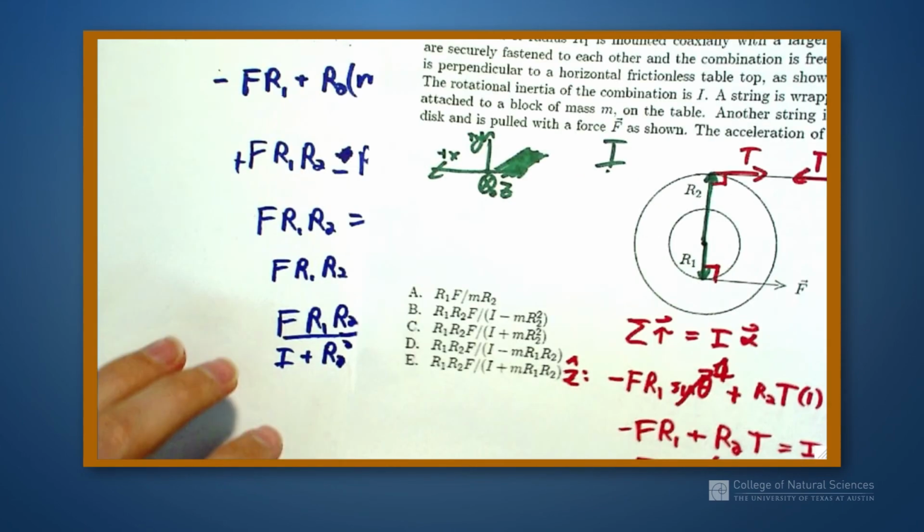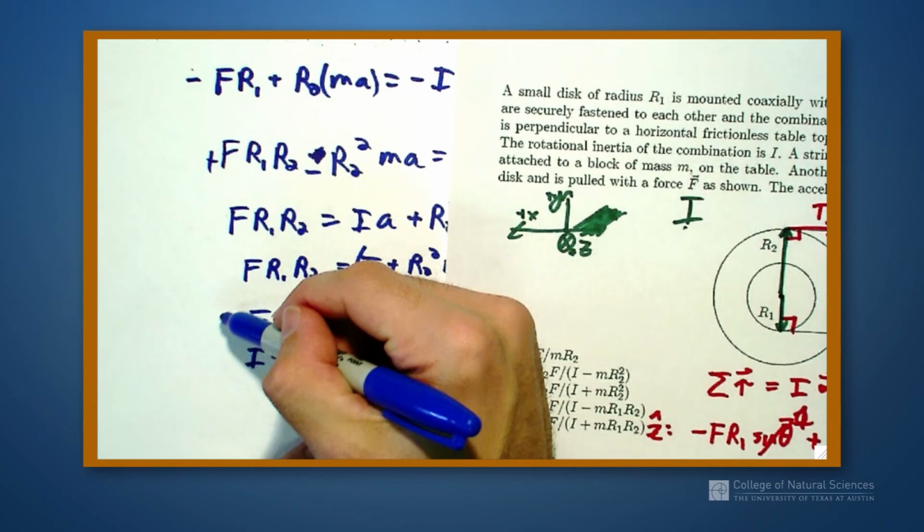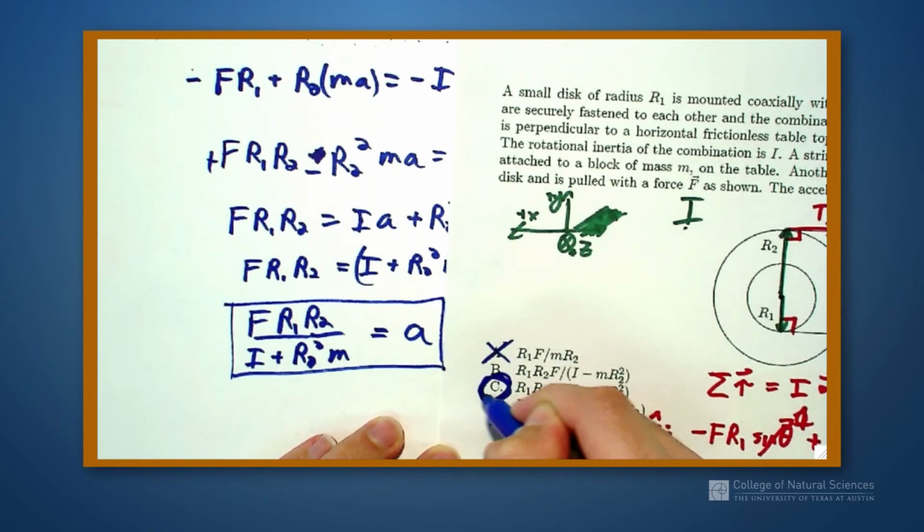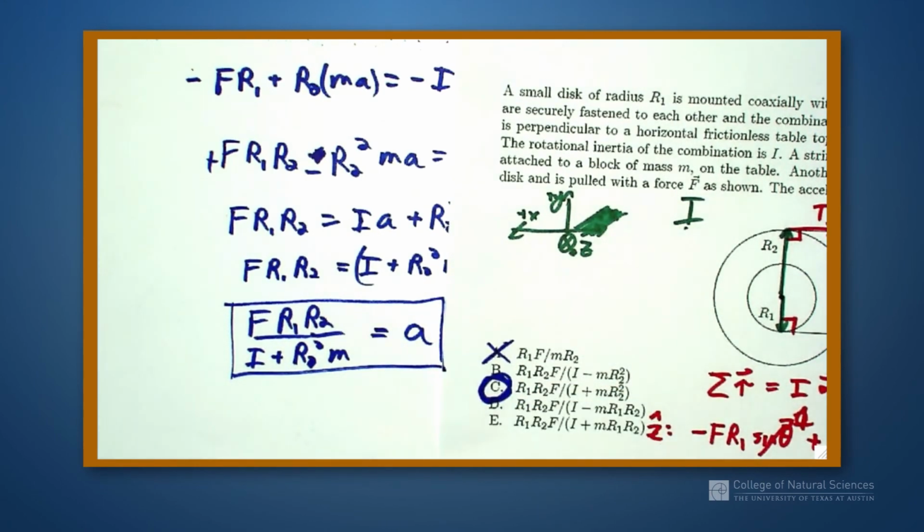So I bring back my page over here. I solve for A. I'm looking at R1R2F over I plus R2 squared M. So I see the value of C is the correct answer.